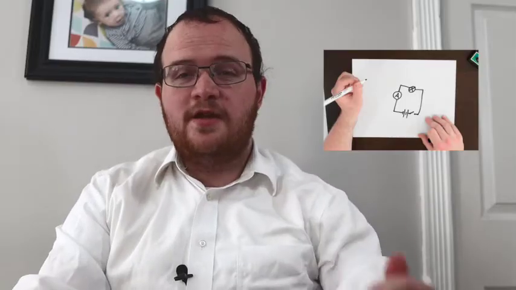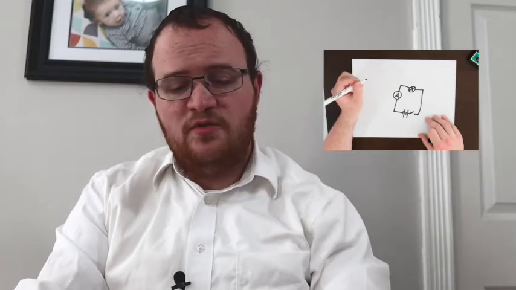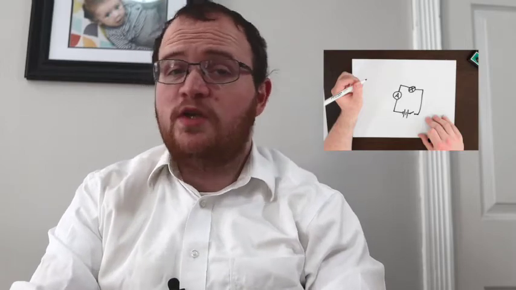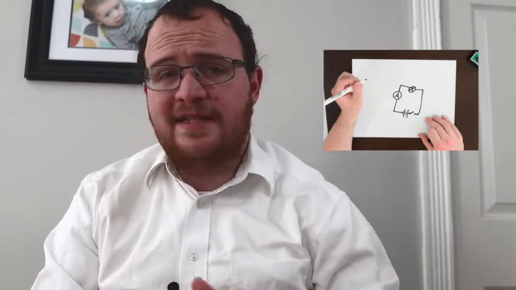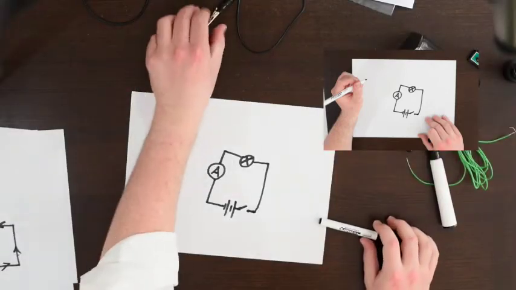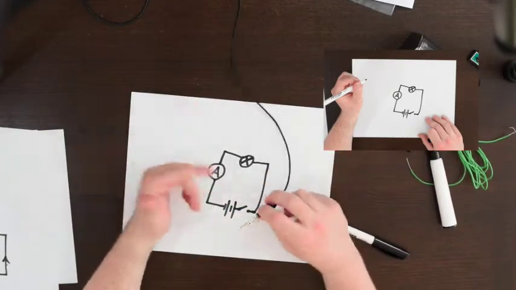Alright, so here is the circuit I want you to make. Now you may notice here that I did put a switch in and we don't actually have a switch. So you have a couple of options. Number one, you can simply simulate it by not connecting this guy all the way at the final bit.